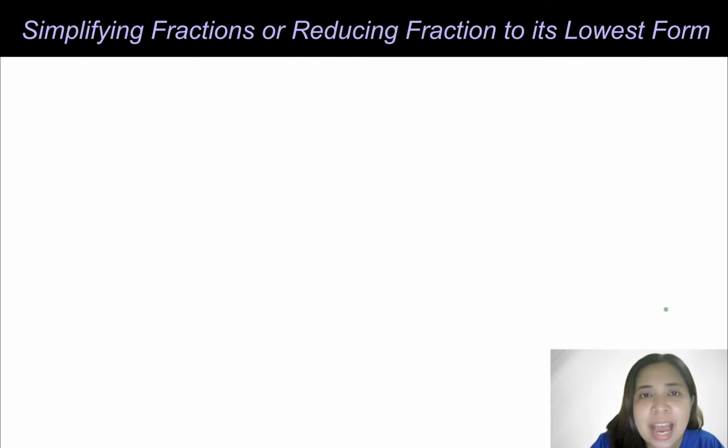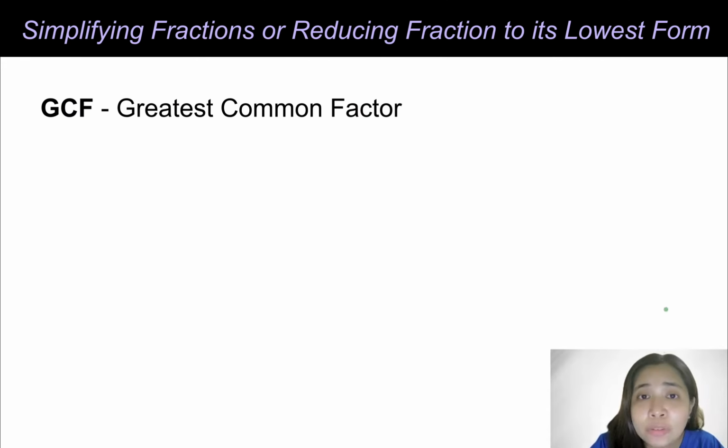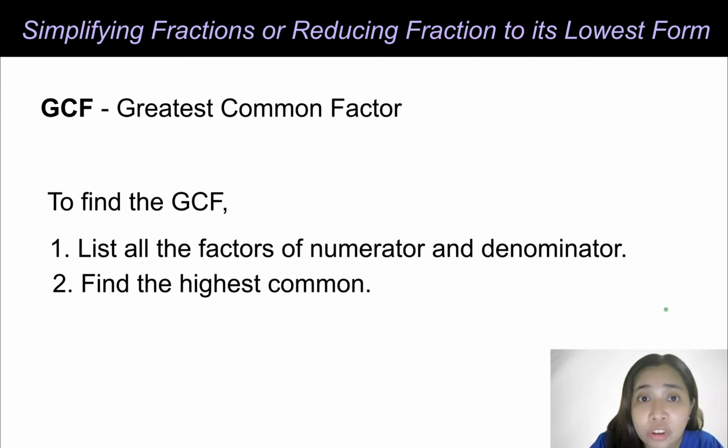Okay, so una, hahanapin lang natin ang greatest common factor or GCF. So paano nga ba natin kukunin yung GCF? First, una natin gagawin, ililista natin yung mga factors ng numerator at ng denominator. So ano nga ba yung mga factors na yan? Ito yung pag minultiply natin sila, the product or the answer will be the numerator and the denominator. And then hahanapin natin yung pinakamataas na number that is common for the numerator and the denominator.